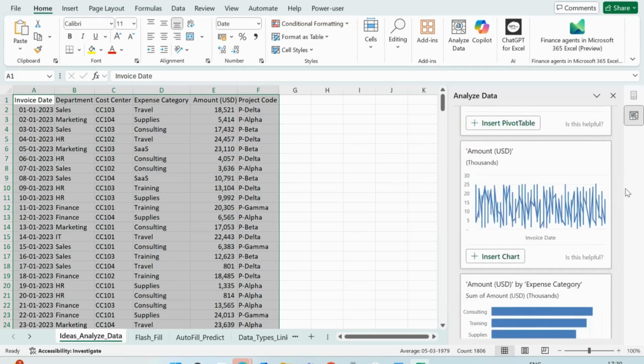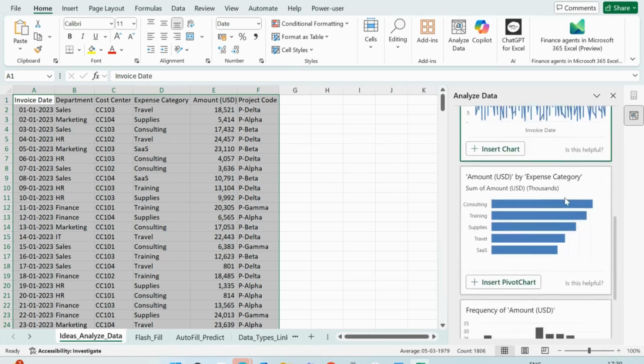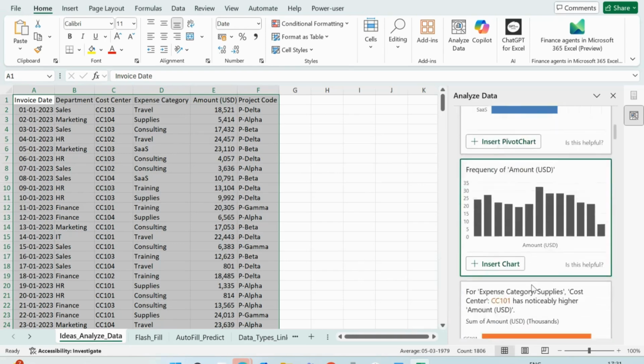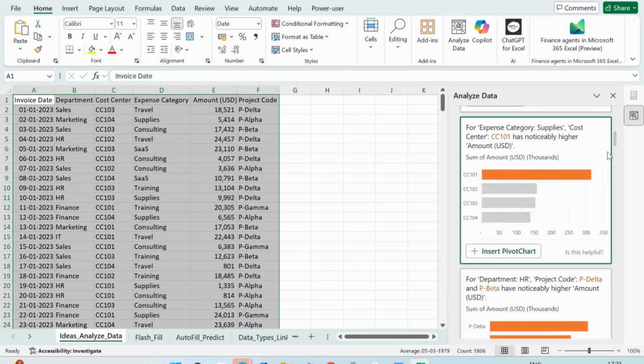Another insight that it is showing is a line chart for the cost over the period, showing us all the spikes and drops in the cost, and similar such other visuals. It has certain hidden visuals as well, which will open only if you click on this option. So look at the first visual here.